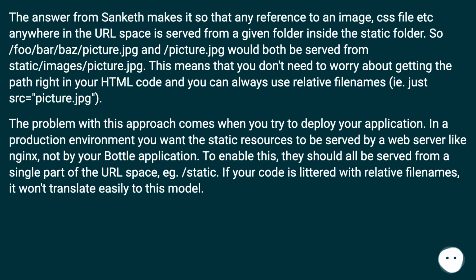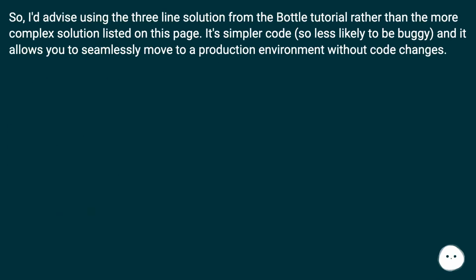In a production environment, you want the static resources to be served by a web server like Nginx, not by your Bottle application. To enable this, they should all be served from a single part of the URL space, e.g. /static. If your code is littered with relative file names, it won't translate easily to this model. So, I'd advise using the 3-line solution from the Bottle tutorial rather than the more complex solution listed on this page. It's simpler code, so less likely to be buggy, and it allows you to seamlessly move to a production environment without code changes.